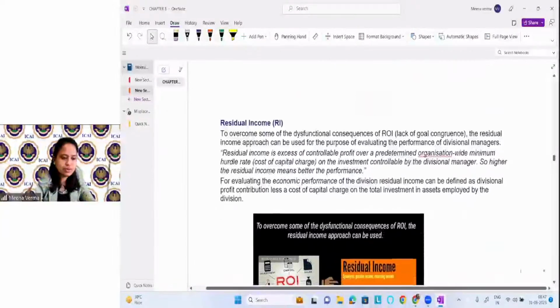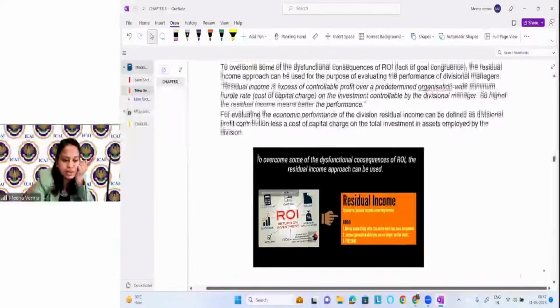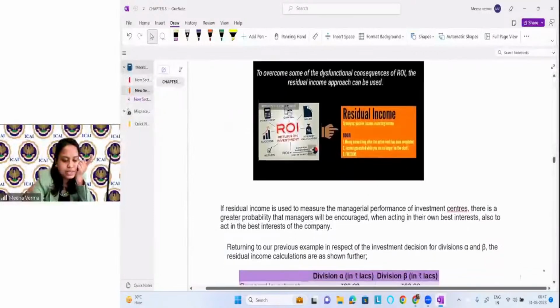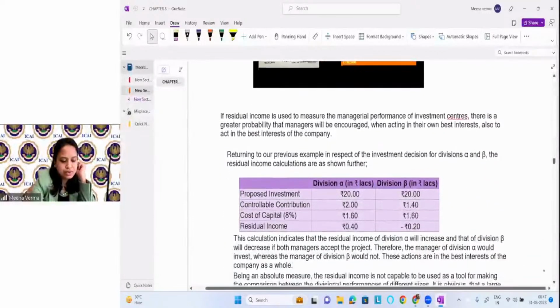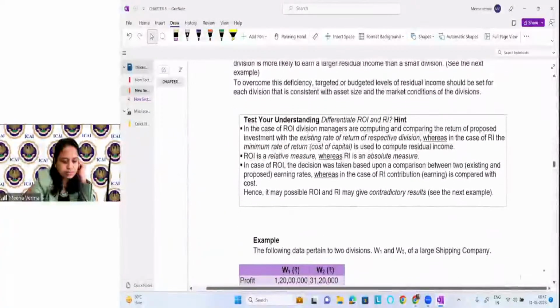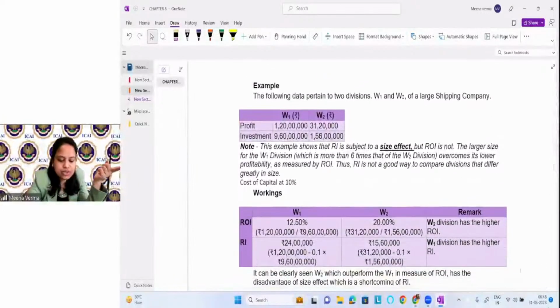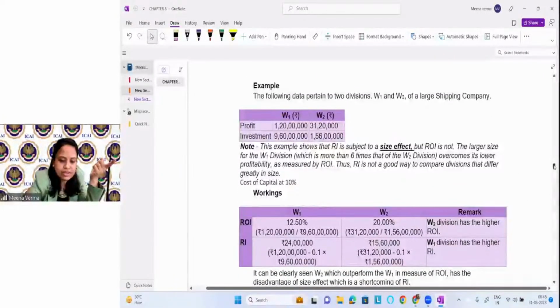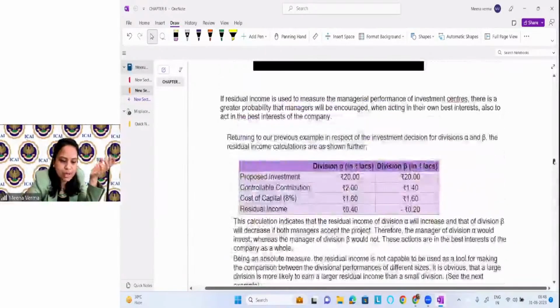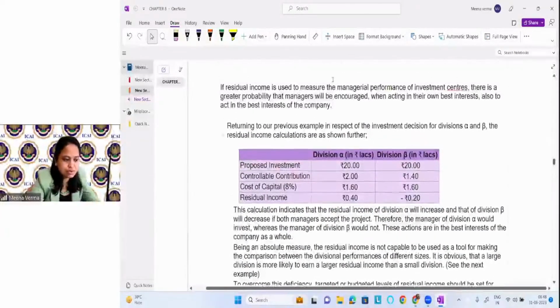All right. Next is residual income. Residual income means how much more income you are earning than the expected income. Let's try to understand. In this question, you can see the company is taking the decision on the basis of both residual income and return on investment. Let's do this example first, then we will do the question.